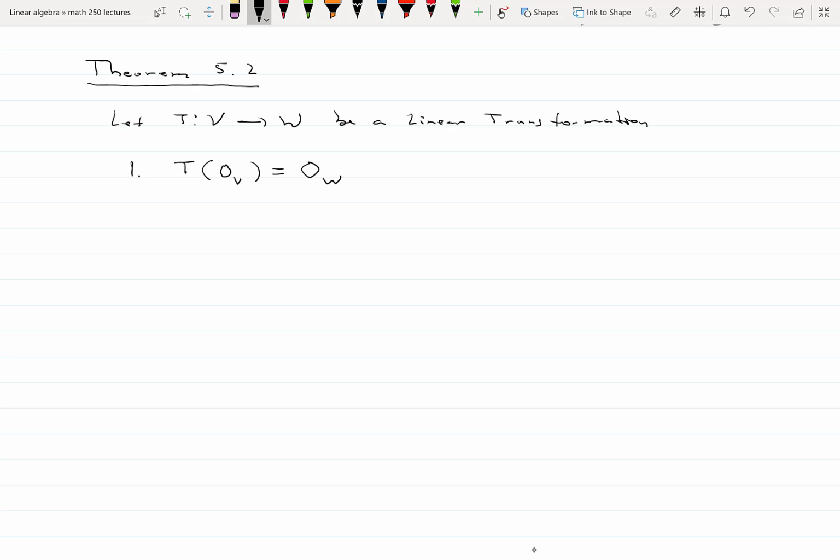Your author doesn't use this notation, and you don't have to use this subscript notation either. He just says T of 0 equals 0. But it's misleading, because those zeros are zero vectors in what could be wildly different vector spaces. V and W could be very different vector spaces, and their zero vectors could be different. But if you have a linear transformation, the zero vector in one space gets transformed right into the zero vector in the other space. I'm going to prove it differently than your author does. Okay, so I'll prove it in red. So, proof.